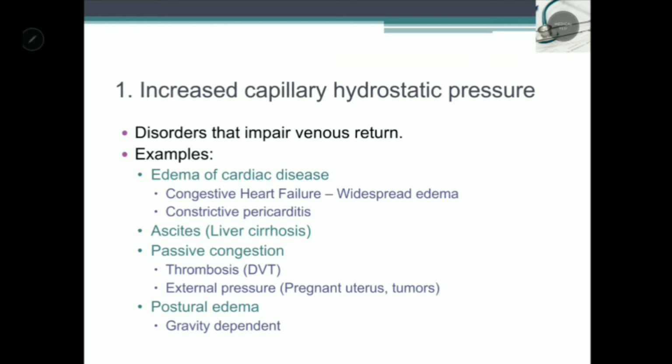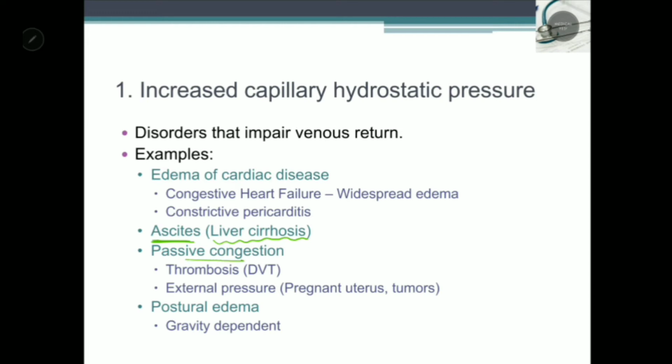Now, it is generally seen in disorders that impair the venous return. Examples of edema caused by this would be edema of cardiac diseases, for example, congestive heart failure. In this condition, the heart does not do a great job at pumping the blood to the overall body tissues, which is why the blood gets congested in the veins and ultimately the fluid leaks out, leading to edema. Widespread edema is seen in congestive heart failure. In constrictive pericarditis, edema can be seen. Ascites is another example, which is nothing but peritoneal edema, very commonly seen in liver cirrhosis. It's a very common cause of ascites.